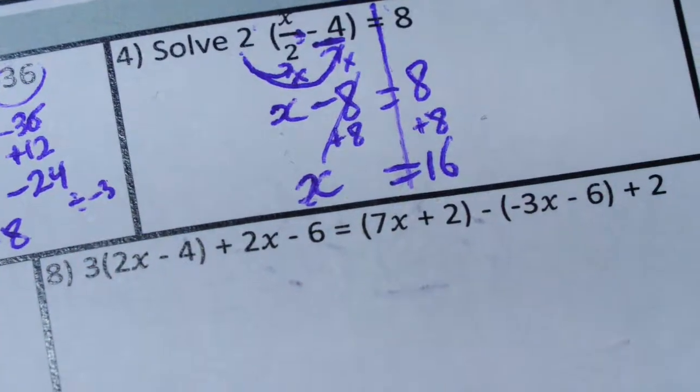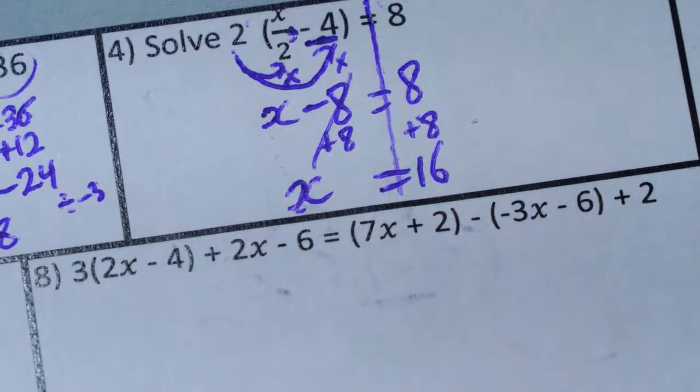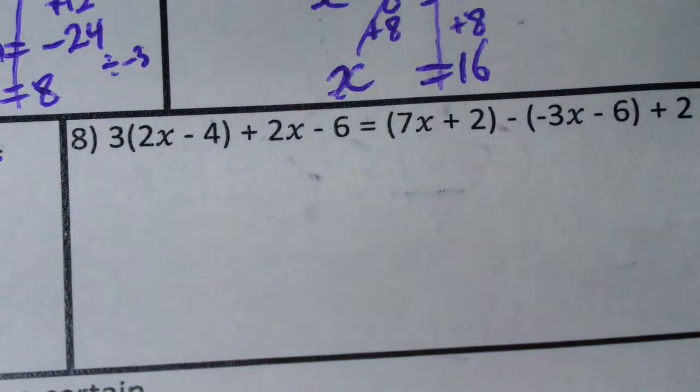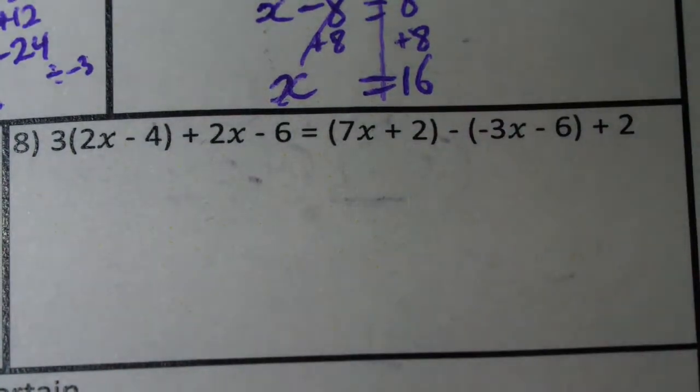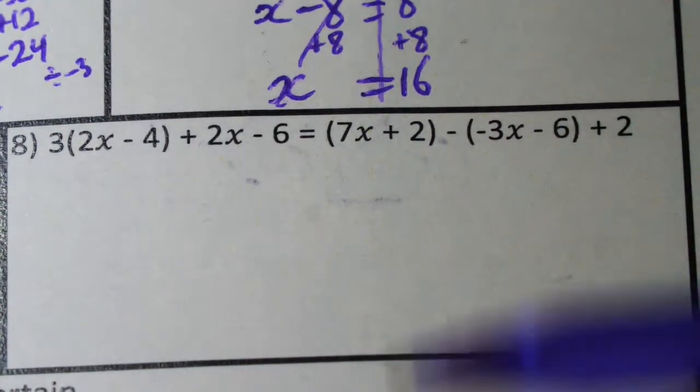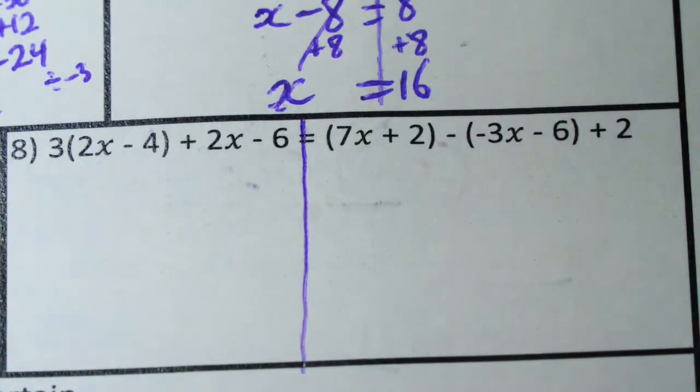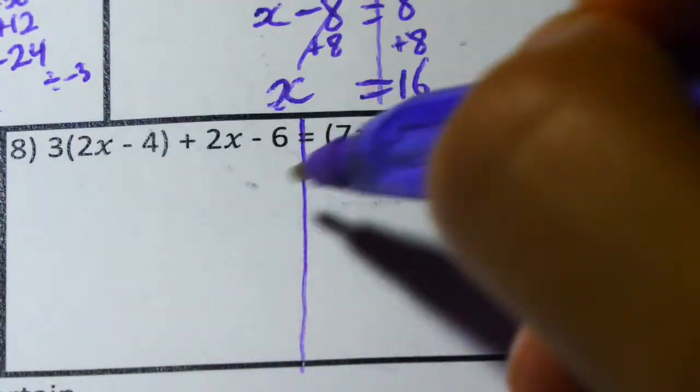Question 8. Again, this is very long. Let's try to do it together. Okay, so again, I'm going to start with the line on my equal sign to show two sides. So I'm going to simplify the left-hand side first. So 3 times 2x, 6x. 3 times minus 4 is minus 12. Here we have plus 2x and minus 6 equals.